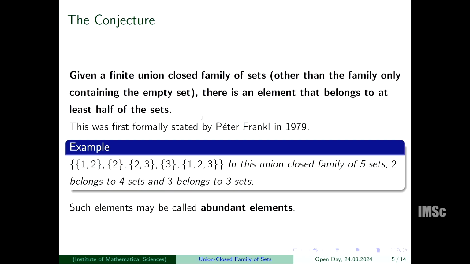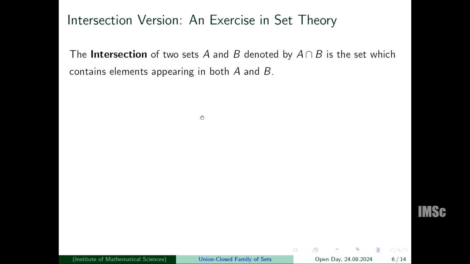Sorry. So this is an example. We have this union closed family of sets. Can you pick out elements that occur in at least half of the sets? You can say that this is a family of 5 sets, and 2 belongs to 4 sets and 3 belongs to 3 sets. So there are elements that belong to at least half of the sets. Such elements are known as abundant elements. Elements that appear in at least half of the sets are known as abundant elements.